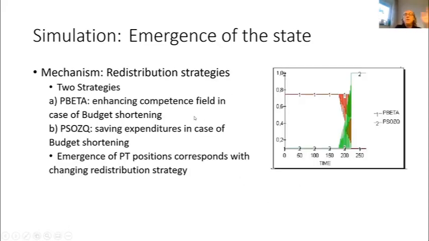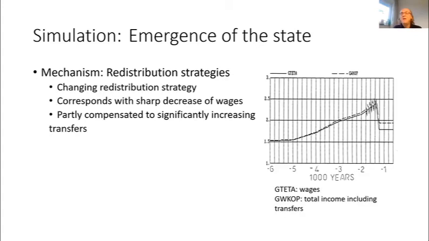Moreover, it goes along with a changing of redistribution strategies. There are 2 strategies: enhancing the competence field, which in case of budget shortening would be kind of an expanding strategy, or saving expenditures in case of budget shortening. And you see that with the emergence of the state, at the same time, there's a switch in these redistribution strategies. And moreover, this change in redistribution strategies goes along with a change of the income of the people who are called the working class in this model.